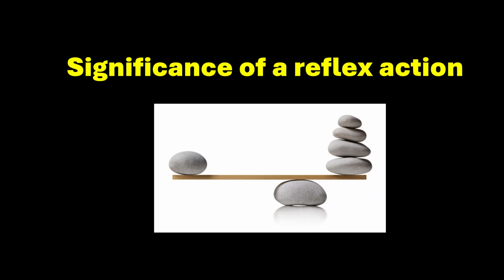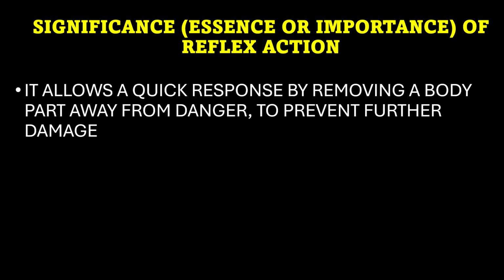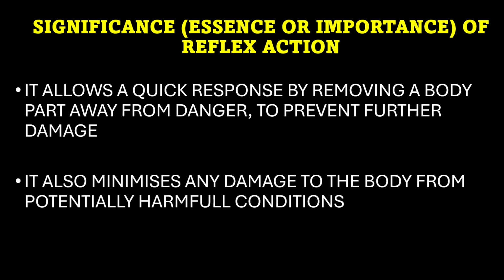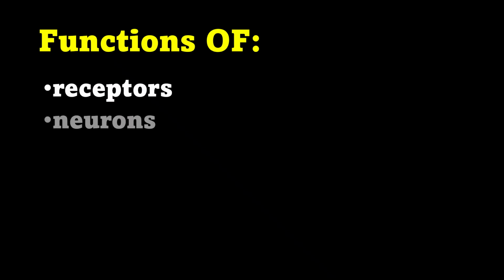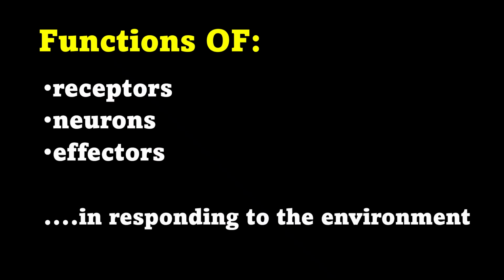Now, why do we need a reflex action in the body? We need reflex action for the following. It allows a quick response by removing a body part away from danger to prevent further harm. It also minimizes any damage to the body from potentially harmful conditions. And then you need to know the functions of a receptor, neuron, and effector, as they are involved in responding to stimuli.